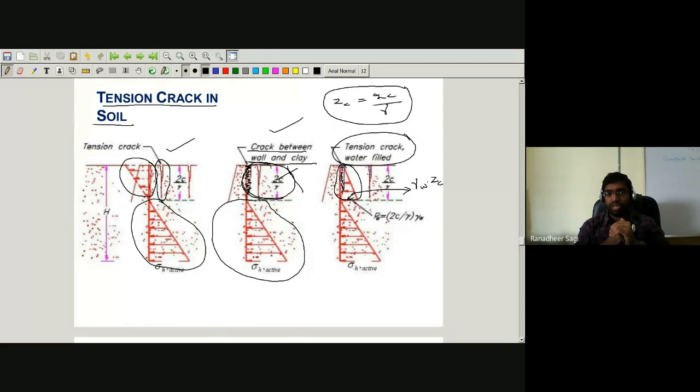And in case that crack which is adjacent to the position of the retaining wall is getting filled with water, water exerts some pressure on the vertical face of the retaining wall, which in turn we call your water pressure distribution over the depth of ZC, which we can simply calculate as unit weight of water into the corresponding depth at which you are calculating the pressure due to the water on the retaining wall.